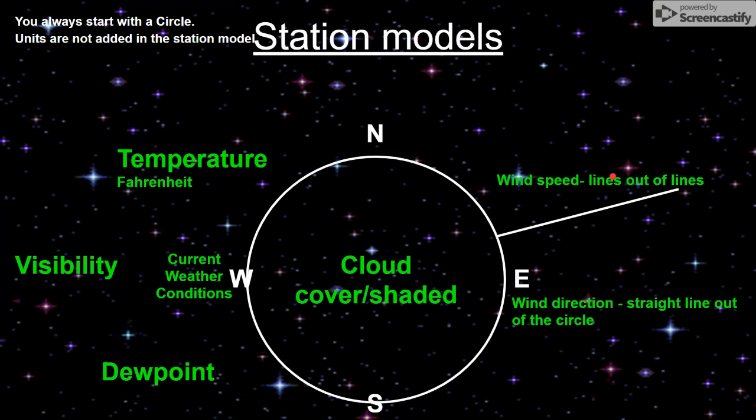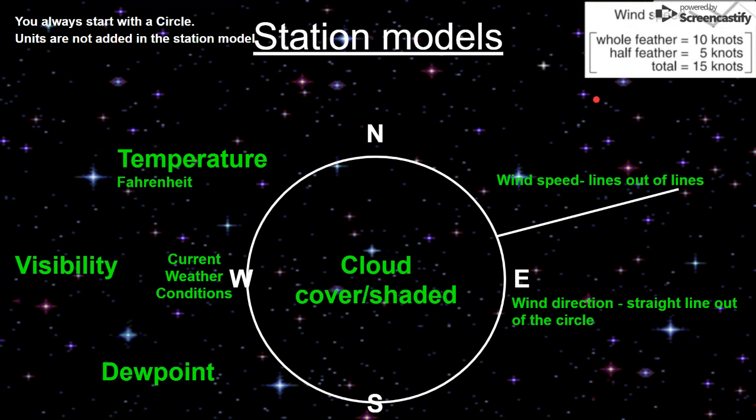The next thing is wind speed, okay? To represent that, you're going to draw lines out of the lines. So lines are coming out of this main wind direction line. We start out with the direction, and then we get the speed. If we look at our reference chart, these symbols represent wind speed. These are like the little feathers. They're called feathers, which is kind of funny. There's a whole feather, which is this long one, and there's a half feather, which is a shorter one.